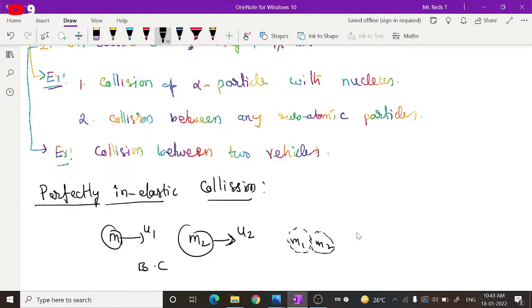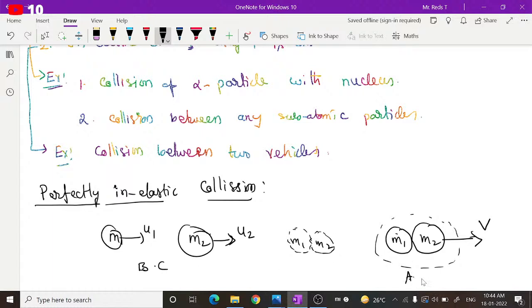After collision, let us say they stick together, m1 and m2 stick together, and as a whole these two together are moving with a common velocity v. This is after collision.